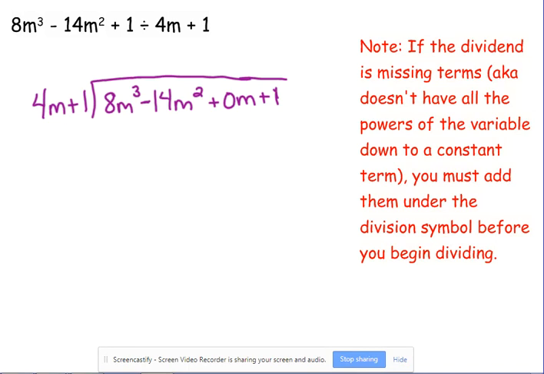The same thing goes for the divisor. 4m plus 1 is not missing anything, but say that was 4m squared plus 1, you would need to put a 0m in there as well. So if anything's missing from the highest exponent that it has to the lowest, you got to put a placeholder there. All right, so what do we do first? Anybody remember?